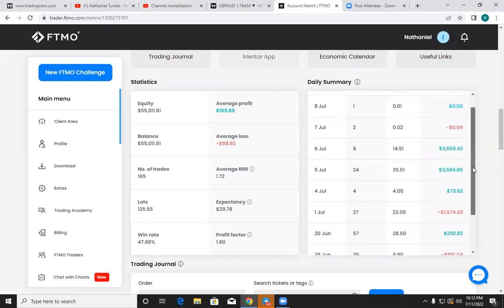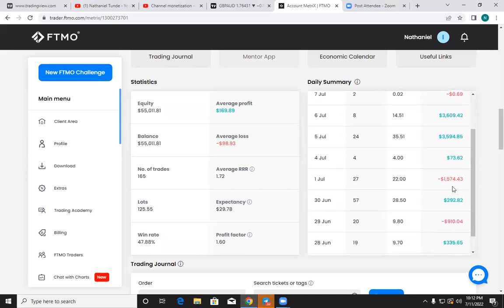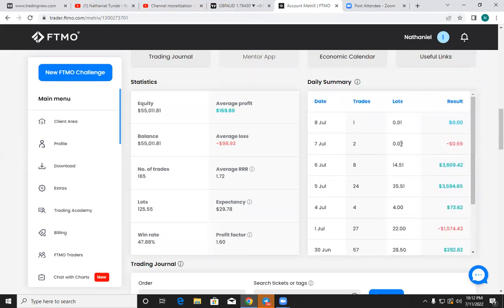And within these 8 days, I made a 10% profit on the account. 1, 2, 3, 4, 5, 6, 7, 8, just 8 days. And then I was just trading Bitcoin 0.02, then 0.01, just to trade 10 days in the account. Can you see?